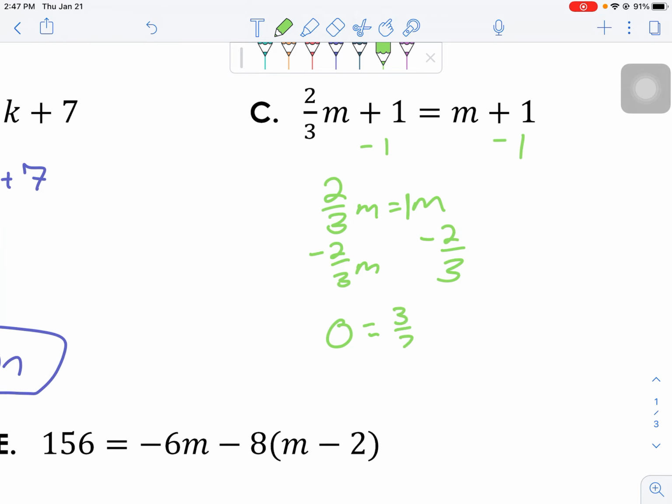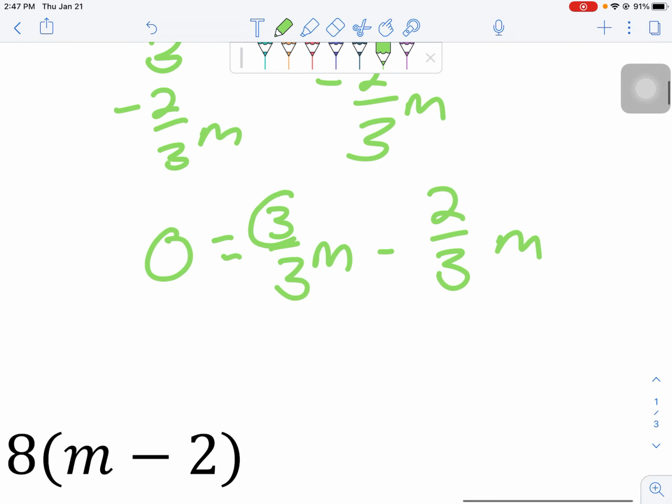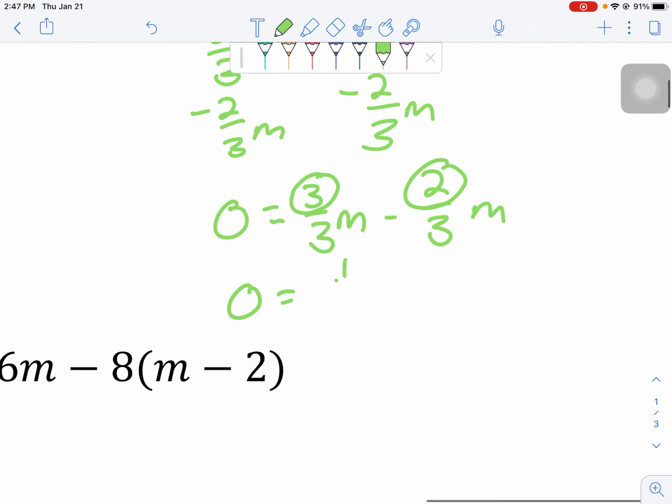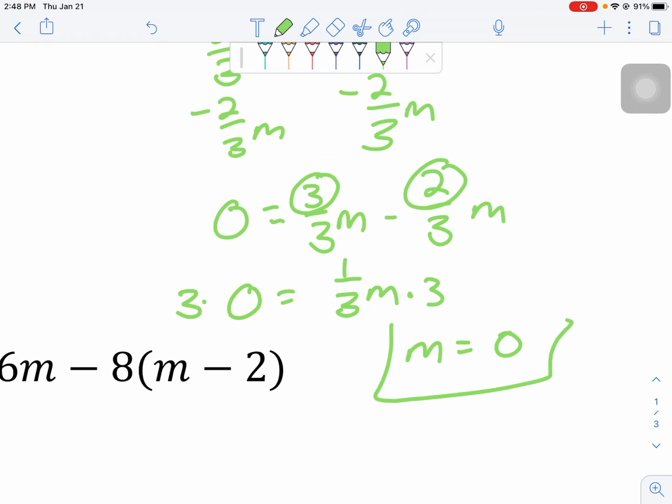1 can be converted to 3/3. 3 divided by 3 is still 1, so 3m minus 2/3 m. So now we can do this. 3 minus 2 tells us that 0 is equal to 1/3 m. And then here we just multiply both sides by 3 to get m is equal to 0.